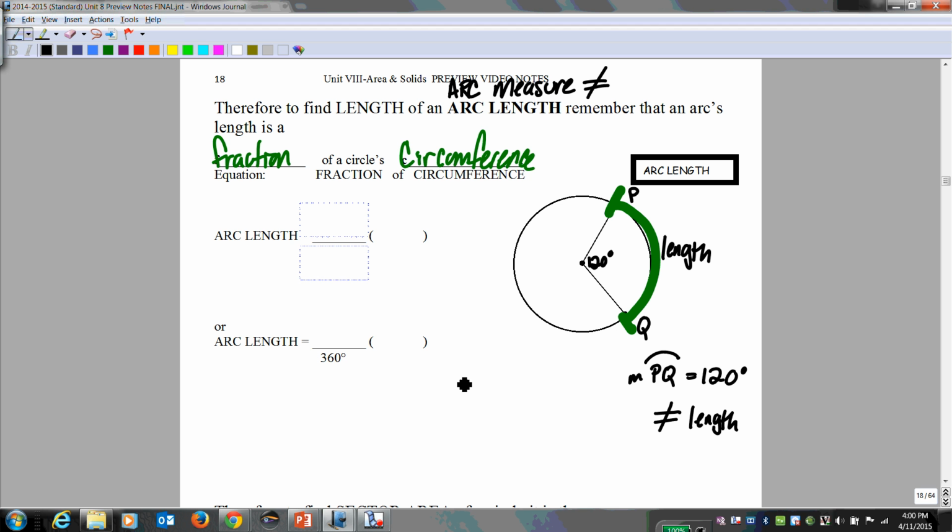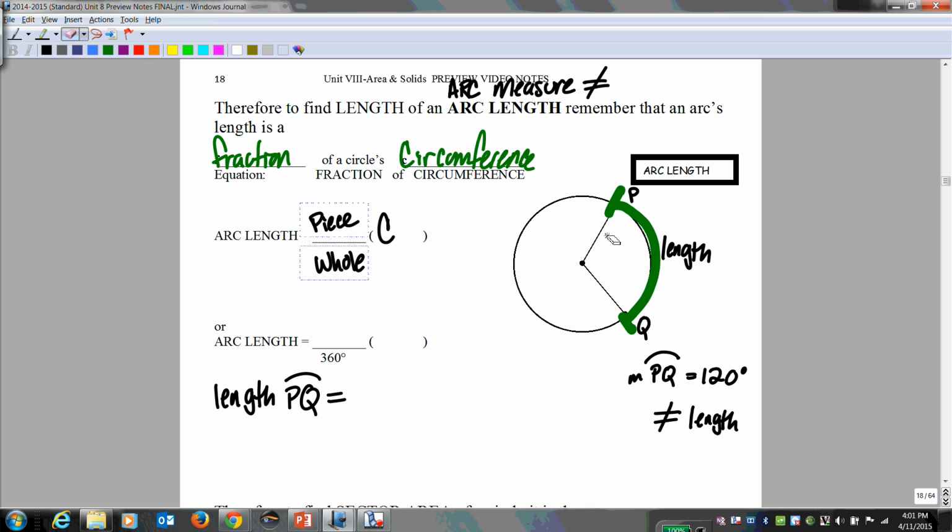Length, if I want the length of PQ, the arc, the degree, if this was 120, the degree would be 120, but the length is going to be the physical piece of the circumference. And to find length, fraction of circumference. Just remember, fraction is simply a piece of something over a whole. It's a fraction of circumference. Use a capital C there.